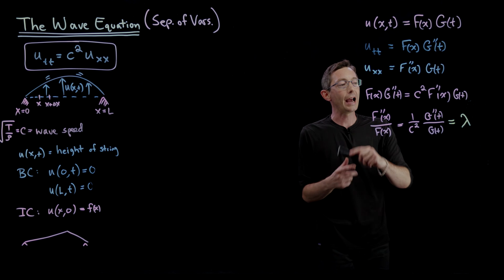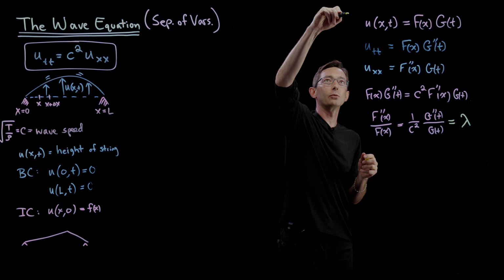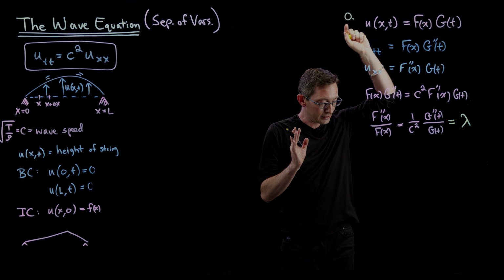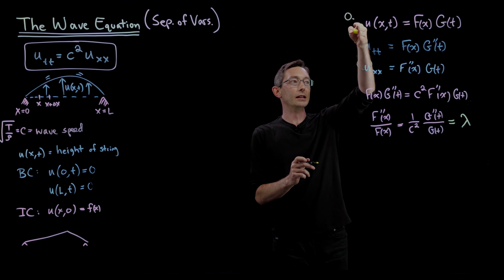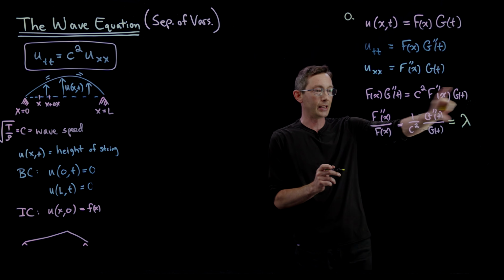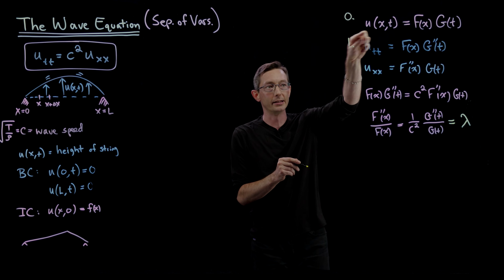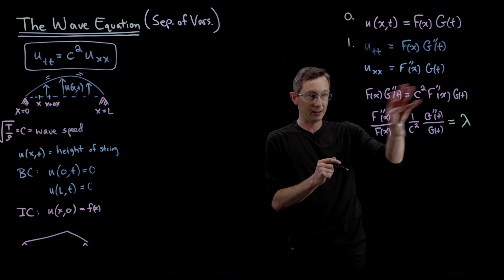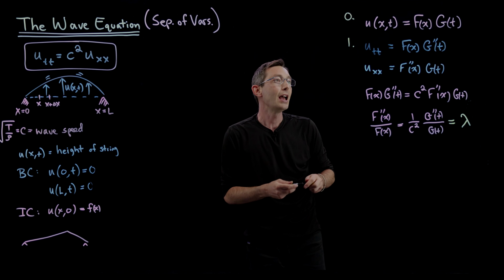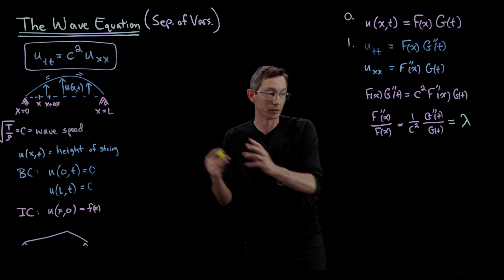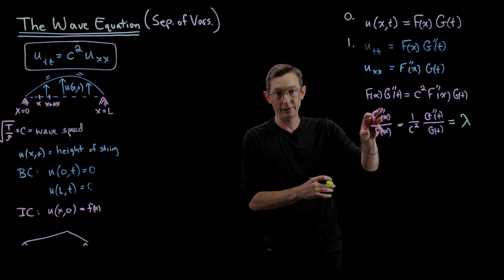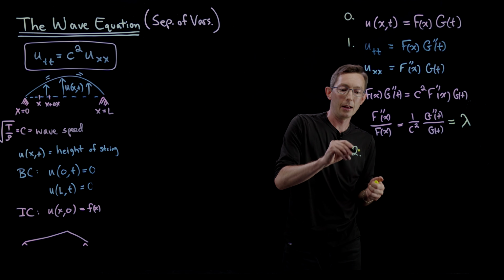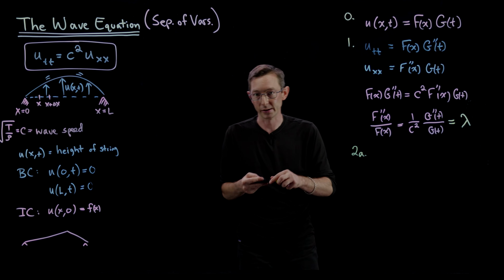Good. So now what we're going to do, so step 0 essentially was the basic assumption of separation of variables. Step 1 is computing all of these derivatives and arriving at this basic expression here. And now step 2, I'm going to break it up into two parts. I'm going to solve the ODE for the functions of x, and I'm going to solve the ODE for the functions of time. Let's call this 2a, because there's two parts to this.